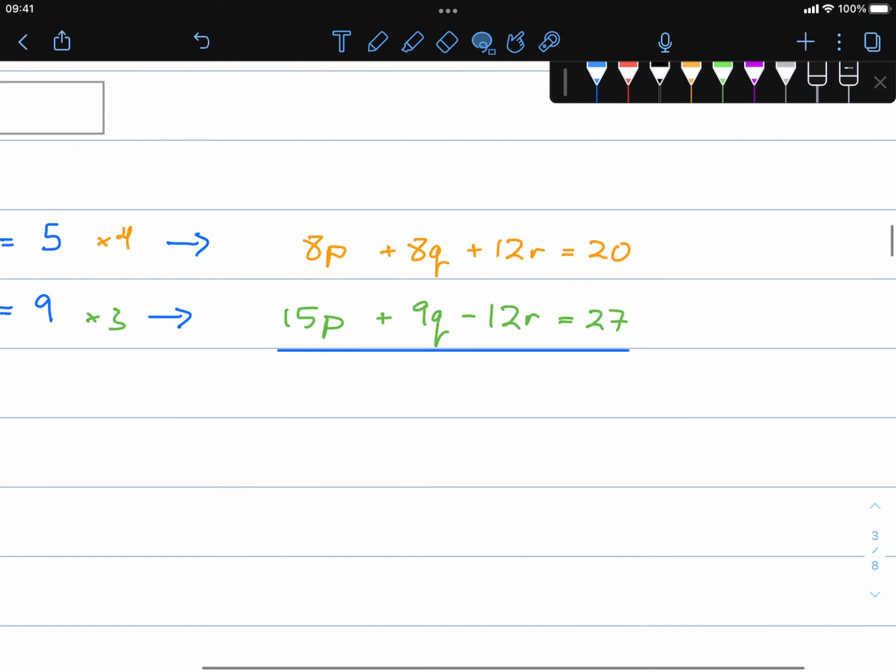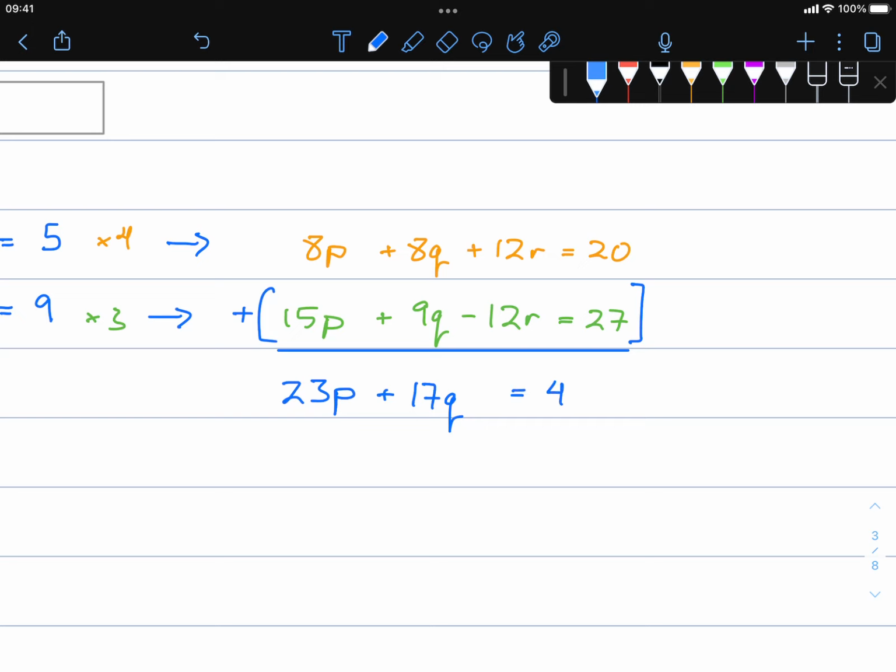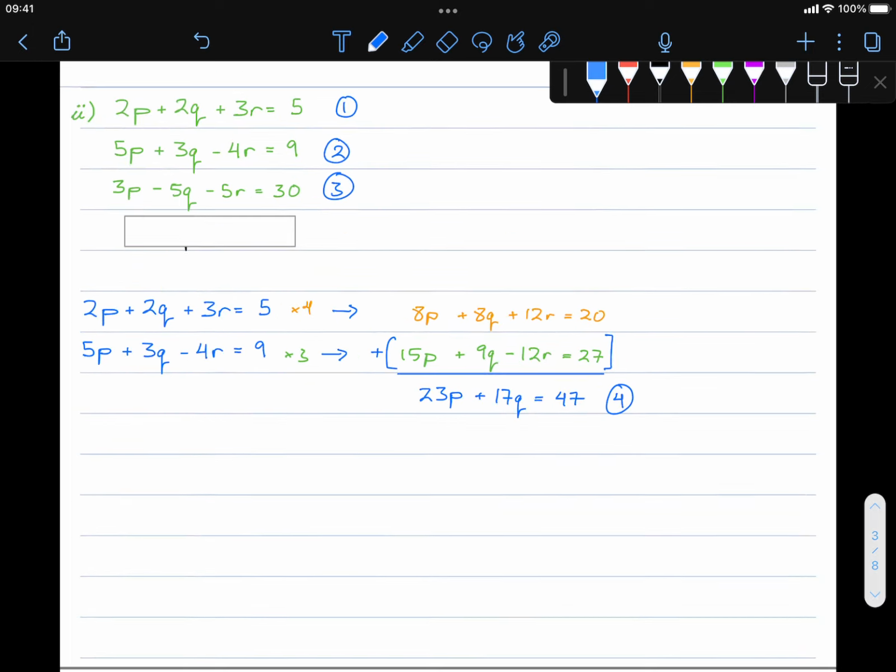Good. So now we're going to eliminate r. To do that, I'm going to do an addition. So it's going to be 8 plus 15 is 23p. 8 plus 9 is 17q. R is eliminated. 20 plus 27 is 47. I'm going to label this equation number 4.